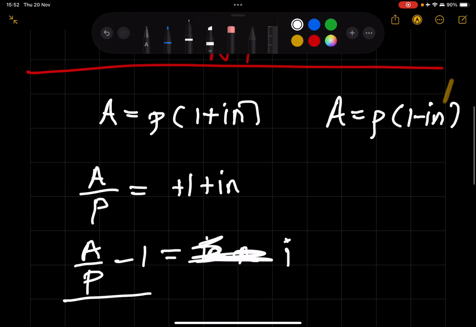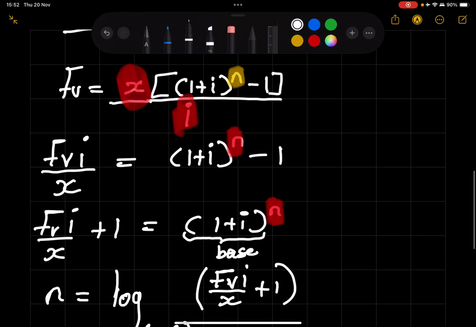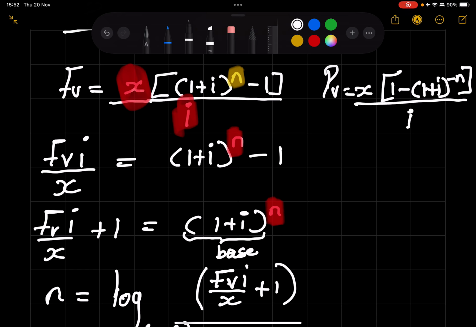And obviously, you are going to use the same methods for isolating the present value formula, which is x times 1 minus 1 plus I to the power negative n, all over I. You just follow the same procedure that we used to isolate the future value formula.